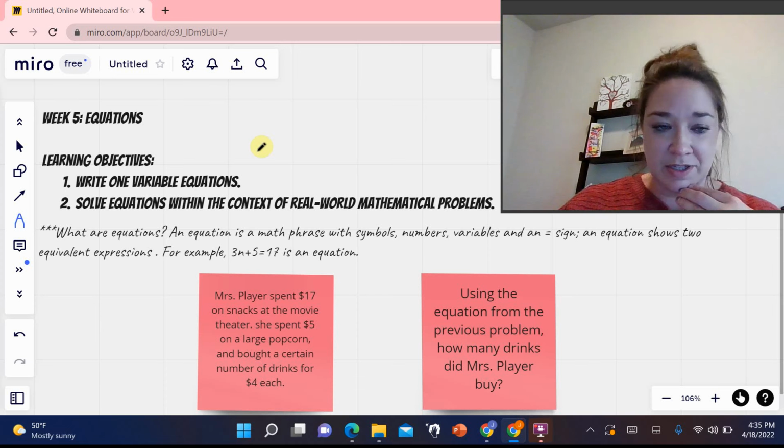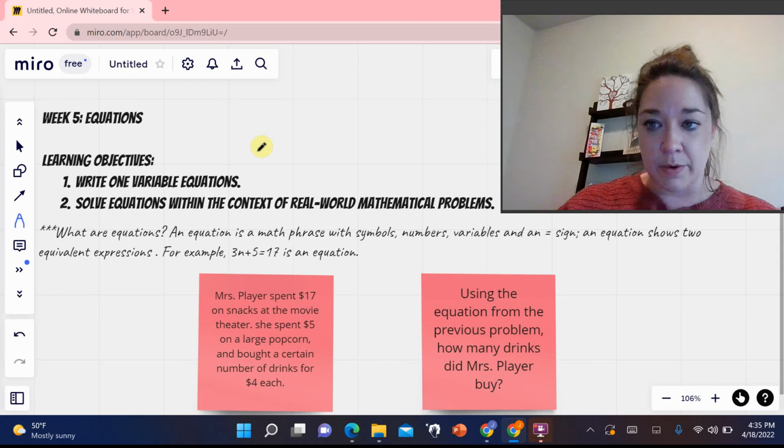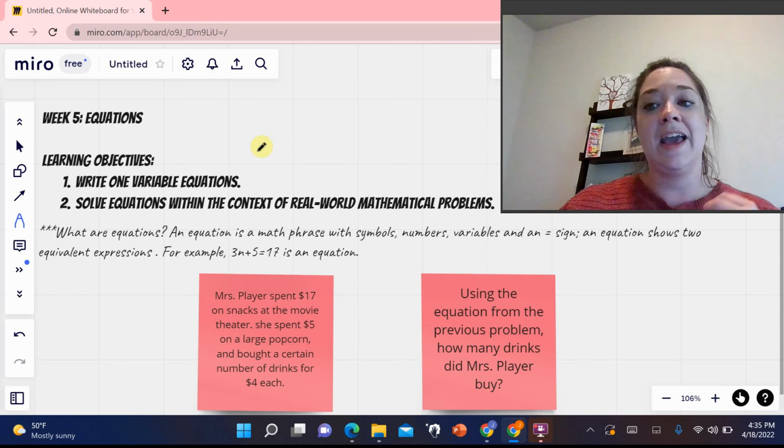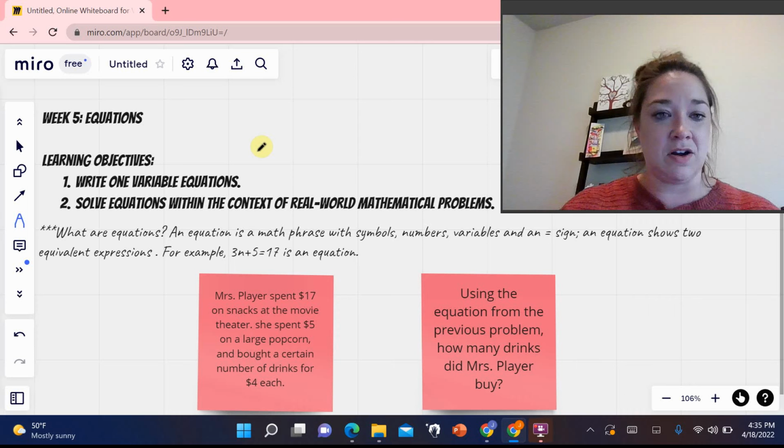For us to be successful, we have to have an understanding of what equations are. Equations are math phrases with symbols, numbers, variables, and an equal sign. This is where they are different from expressions, which we looked at in week 3. Equations will have an equal sign, showing two equivalent expressions.